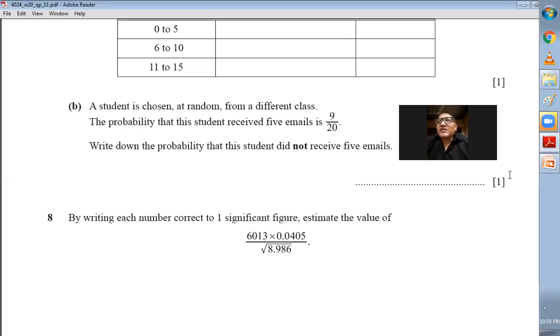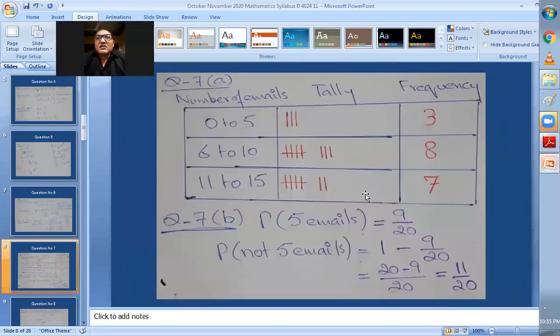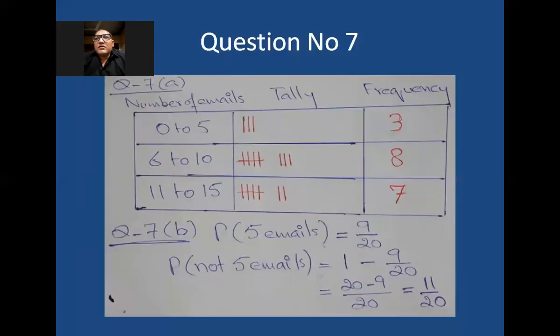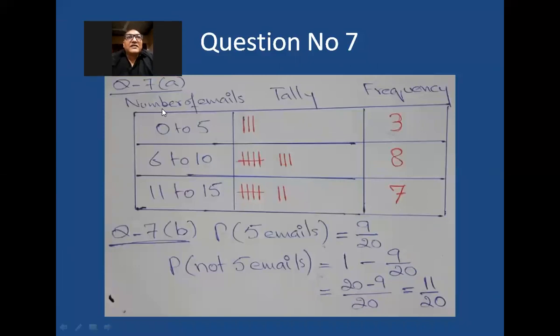So I have done this on a paper. Let me show you my work, and then we move on. And here we go. Okay, so question number 7 and its B part. You can see the probability of getting 5 emails is 9 by 20, and the probability of not 5 emails will be 1 minus 9 by 20. So that will be 20 minus 9 by 20. That will be 11 by 20. A very simple question on probability.